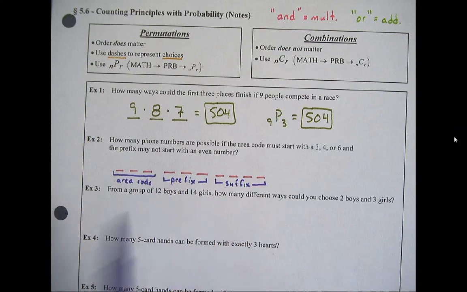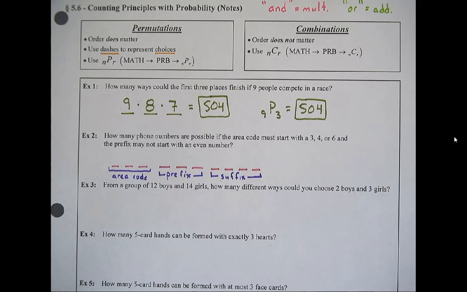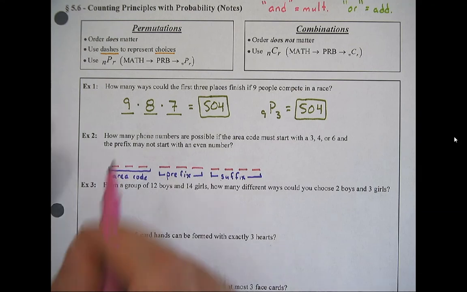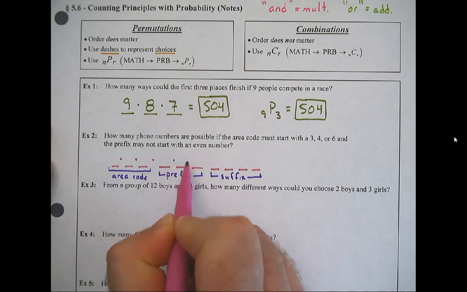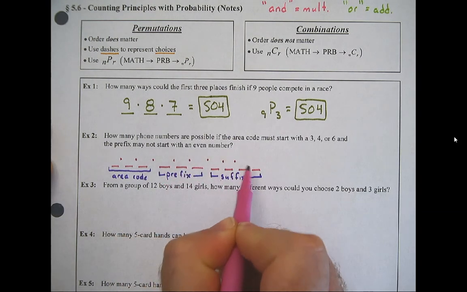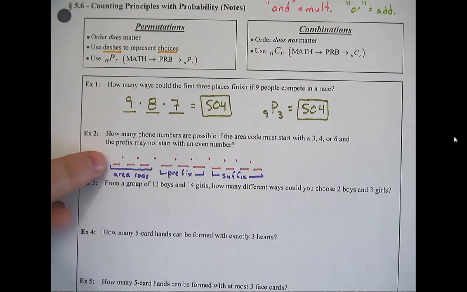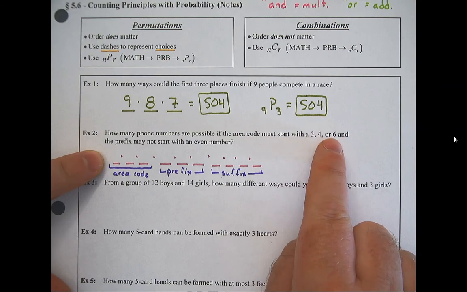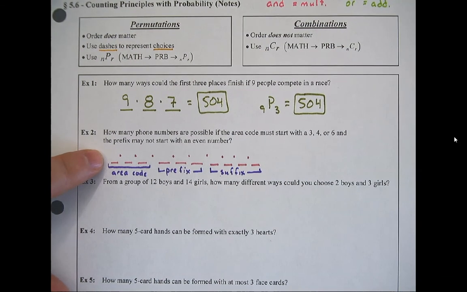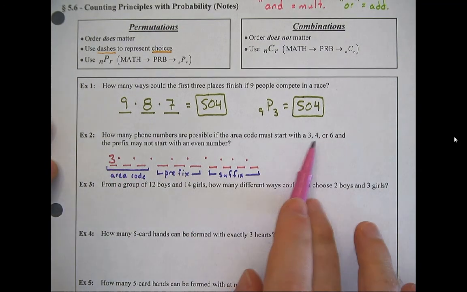I had to leave myself a note. I like the way I wrote that better. So anyway, now we come back, you're going to choose your first number and your second number and your third number and your fourth, and you get to pick all these numbers. So I'm going to go ahead and put multiplies in between them. So your first digit of your area code, there's a restriction. It says it must start with a 3, a 4, or a 6. So how many options do you have for the first number of your area code? You only have 3 because it has to be a 3, a 4, or a 6.